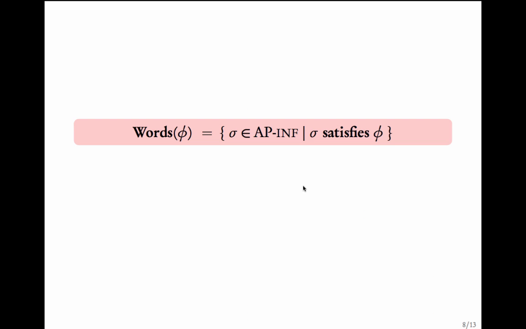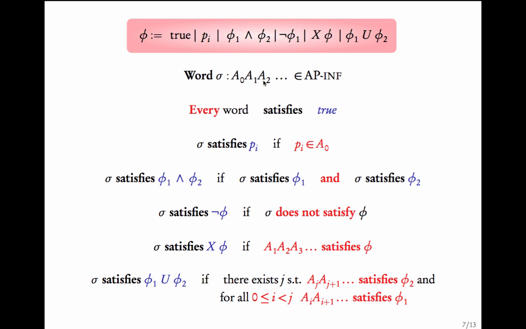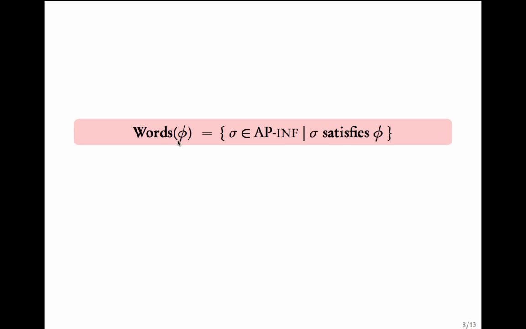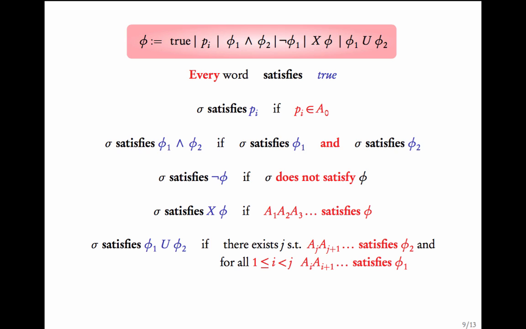We have explained in the previous slide when a word sigma in AP^inf satisfies phi. What is the meaning of sigma satisfies phi? You break down phi according to this grammar and keep writing the definition recursively. So the set Words(phi), this notation stands for the set of all words that satisfy phi. Let us now try to characterize this set Words(phi).